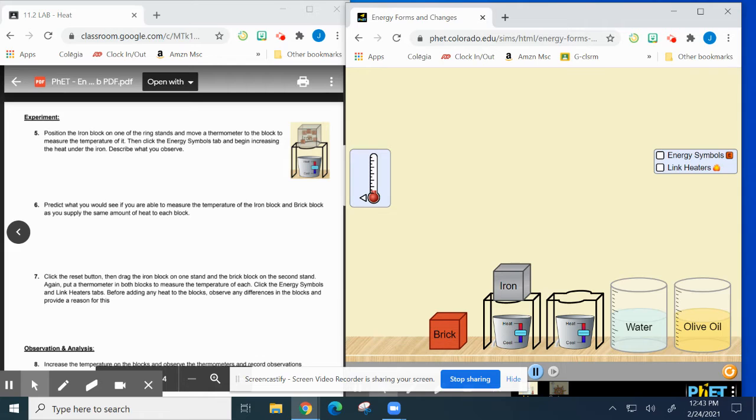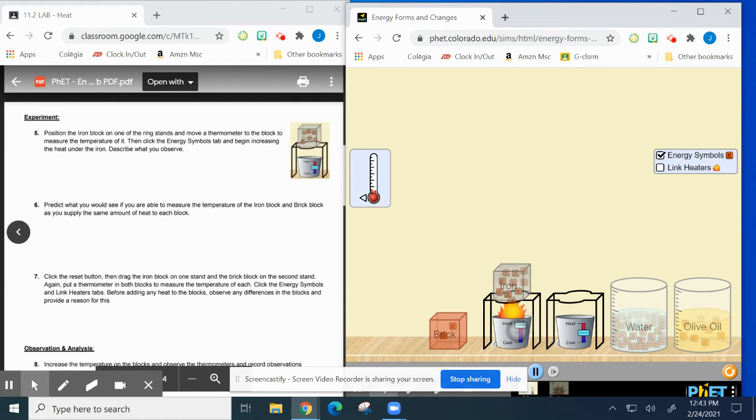You can have energy symbols, and linking the heaters means they both move exactly the same, so they're going to give off or absorb the same amount of energy. The energy symbols just show you, as I add energy, little energy blocks flowing into the iron. Okay, now we're going to reset everything again and put the iron block on there. Click the energy symbols and begin increasing the heat under the iron. Describe what you observe. So you increase the heat, what do you see?